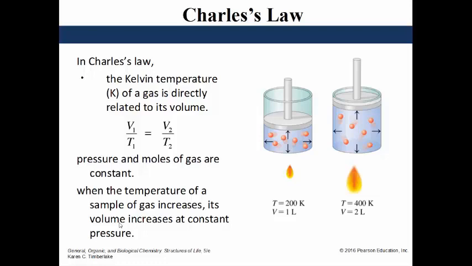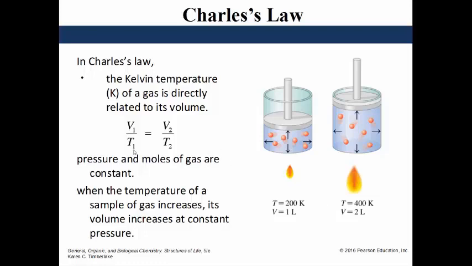The Kelvin temperature of the gas is directly related to volume. If one goes up, the other goes up. If one goes down, the other goes down. That's assuming that the pressure and the moles of the gas are constant. In this container, you have the initial temperature of 200 Kelvin, and the volume is 1 liter. If that temperature goes up to 400 Kelvin, the volume will also go up to 2 liters. So these are directly related.